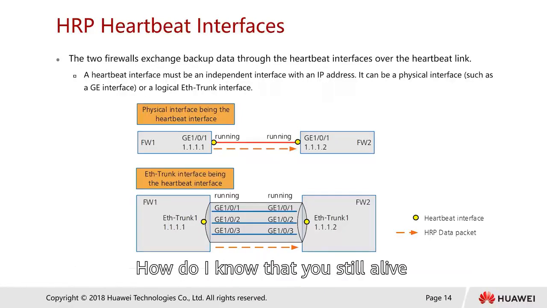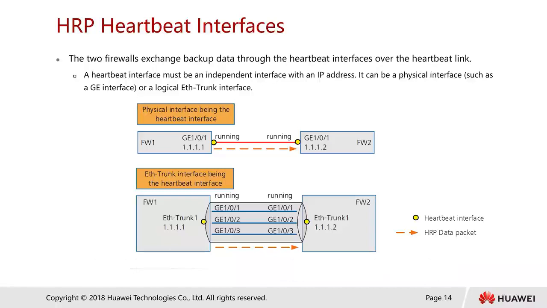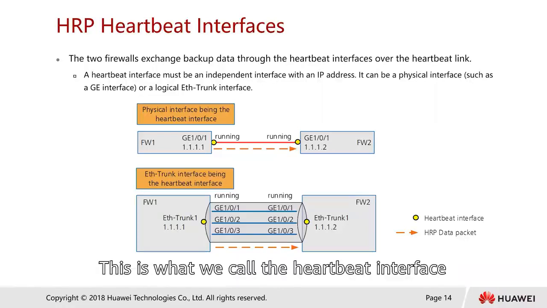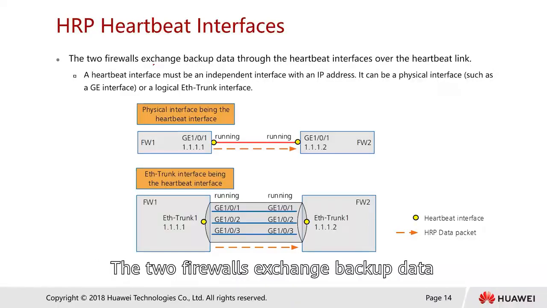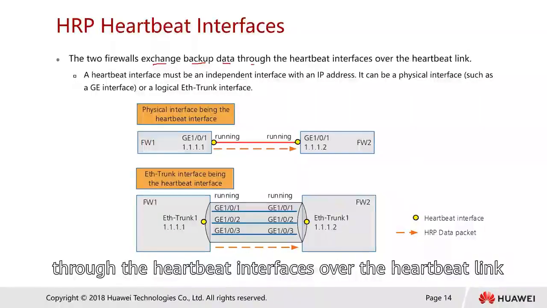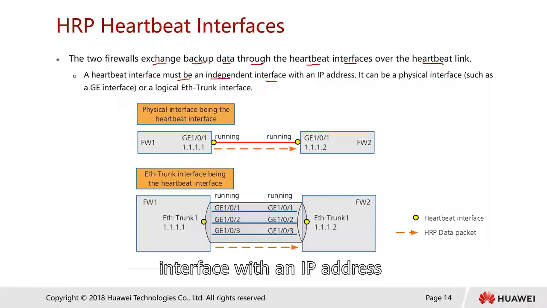Our next question is, how do they keep track of each other? How do you know that you're still alive or not? Should I take over your role? This is what we call the heartbeat interface. The two firewalls exchange the backup data through the heartbeat interfaces over the heartbeat link. A heartbeat interface must be an independent interface with an IP address. This is a must.